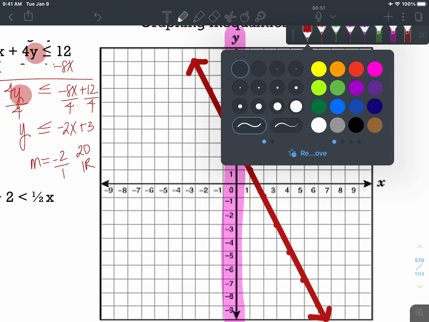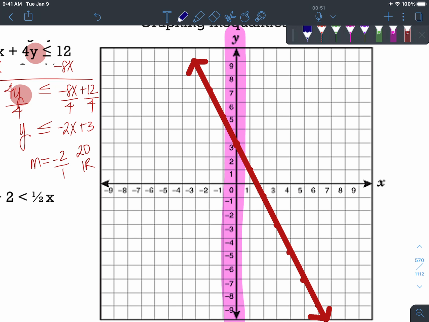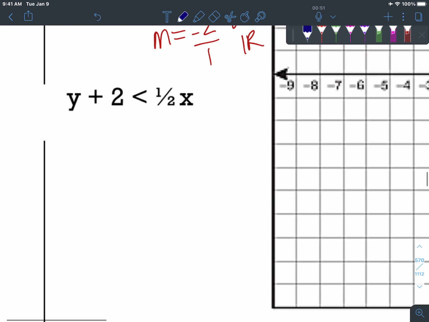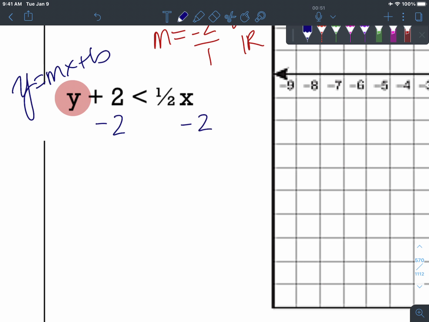So let us go ahead and work on our second one. Over here, this is not standard form. I don't know what they were doing, but that's okay. We can still deal with this. I still want something that looks like y equals mx plus b. So I'm just focusing on my y, and I notice there's only one thing over there bothering it, that plus 2. So I'm going to move that 2 over.